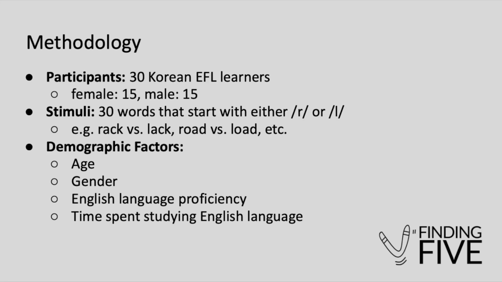Now for the part that pertains most to the tutorial experiment, we're going to go over how we plan to carry out the study. So first we want to recruit 30 Korean EFL learners as our participants, preferably 15 female and 15 male. Then we want to incorporate the stimuli, so the way in which we're going to test this is we're going to allow the participants to hear 30 words that start with either R or L sounds, and they're going to be asked to click a button that's either R or L depending upon what they hear. Then we also plan to ask for some demographic factors like their age, gender, their English proficiency based on their TOEFL scores, and a few other demographic questions just to determine who exactly we have participating in this experiment.